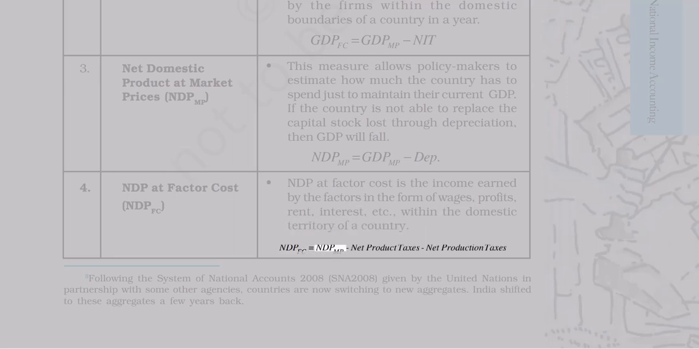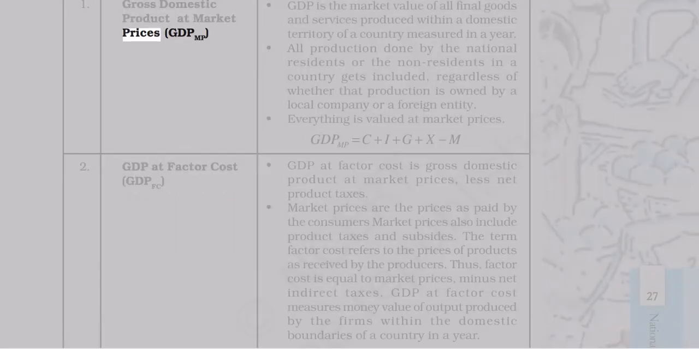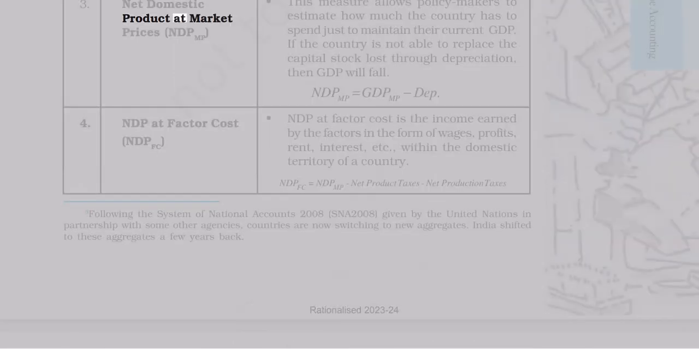FCMP: NDP = NDP - net product taxes, - net production taxes. 1. Gross domestic product at market prices, GDPMP. 2. GDP at factor cost, GDPFC. 3. Net domestic product at market prices, NDPMP. 4. NDP at factor cost, NDPFC.